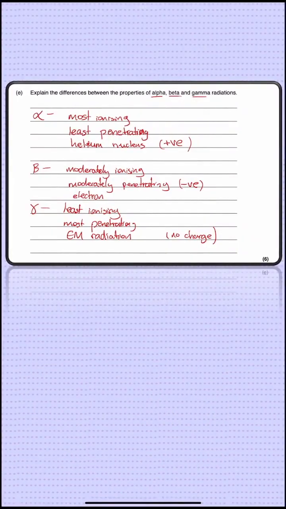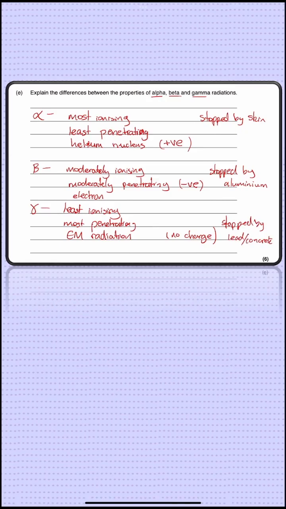What else can we say? What they get stopped by. So here we can say stopped by skin. So if you memorize that table, you've basically got all your marks. This one's stopped by aluminium. Yeah, exactly. So you can talk about paper as well. That's fine, yeah. And stopped by, remember this one was lead/concrete.